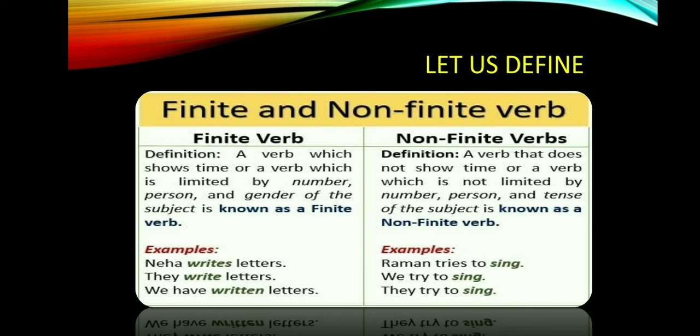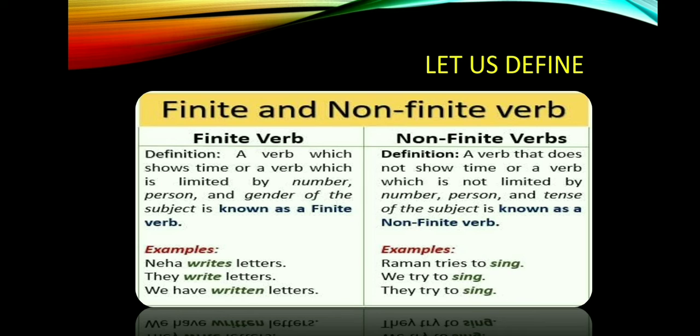Raman tries to sing. We try to sing. They try to sing. So to sing is the same in all the situations. So it is non-finite verb. Now you can easily identify finite verb also in this sentence. In the first sentence, the finite verb is tries. And in second sentence, try.